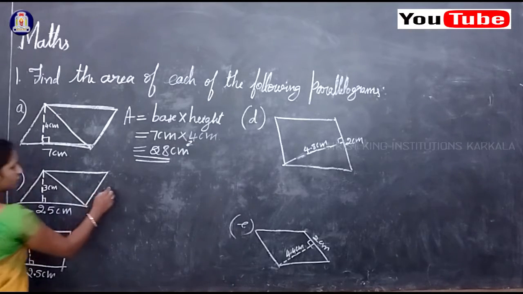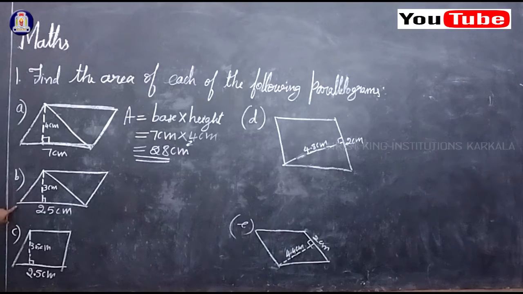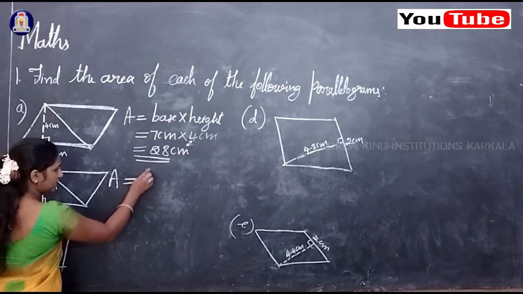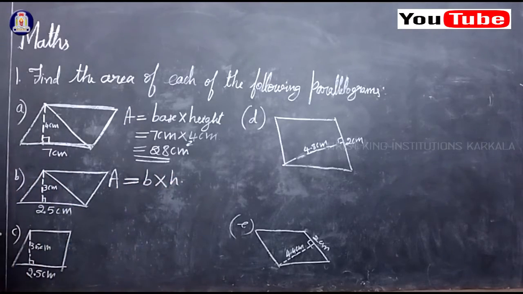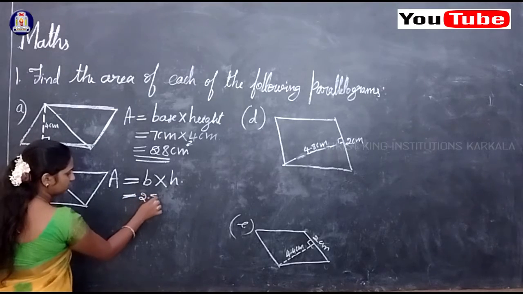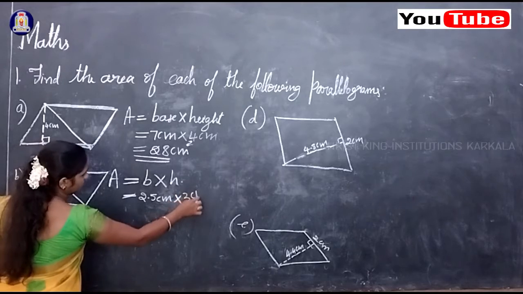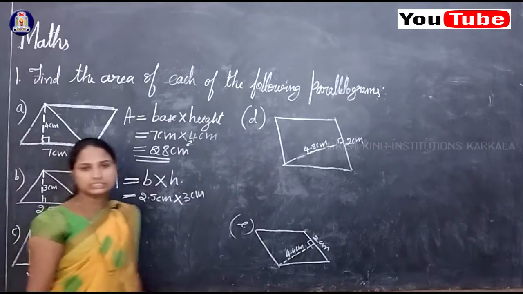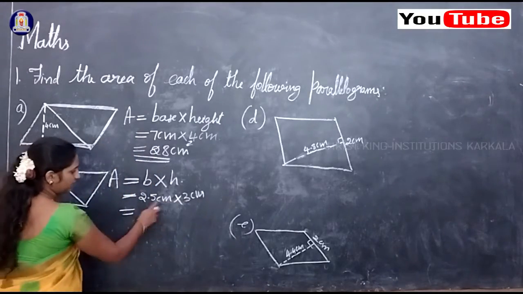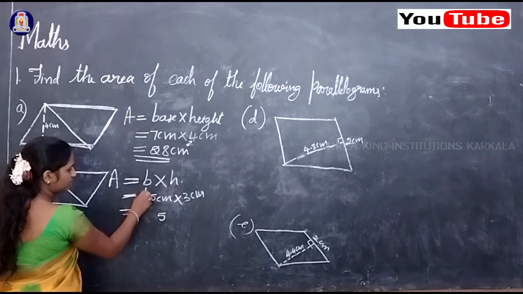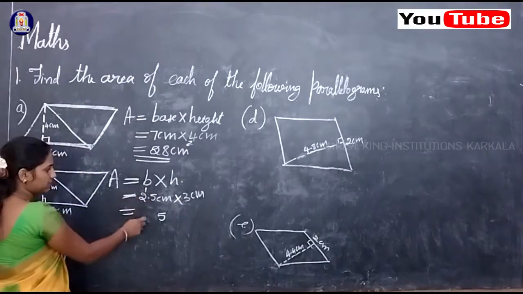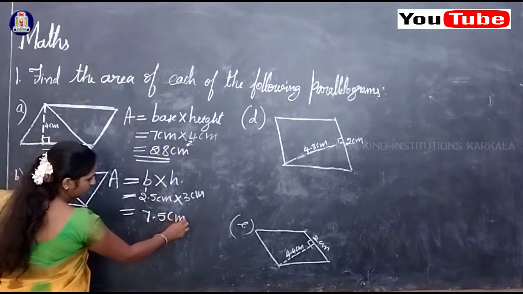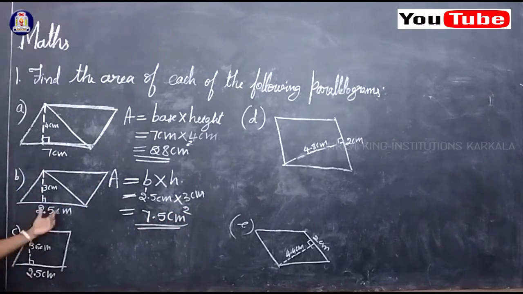Similarly, the second question. If you observe, this is a parallelogram, and in this base is given and height is given. So you just have to find the area. Area is equal to base into height. Base is 2.5 centimeter and height is 3 centimeter. So we can multiply 2.5 into 3. 3 5s are 15, 1 remaining, 3 2s are 6, 6 plus 1, 7. So 7.5 centimeter square. This is the area of the second parallelogram.